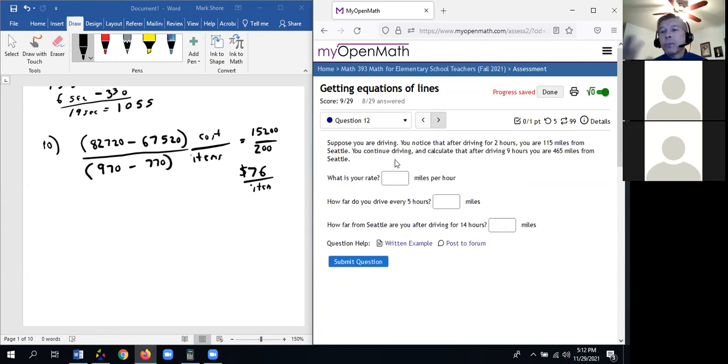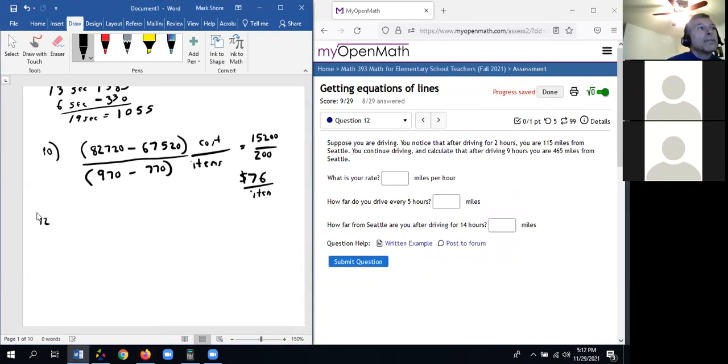This is another one with the slope, like the Geppetto puppets and so many other ones. You have a time variable, so you just set it up the same way as we did the others. Suppose you're driving, you notice that after driving 2 hours, you are 115 miles from Seattle. So 2 hours, you're 115 miles away. Then you continue driving and calculate that after driving 9 hours, you're 465 miles away. Again, notice that the time variable is the X variable, and the other variable, whatever it is, is the Y variable.